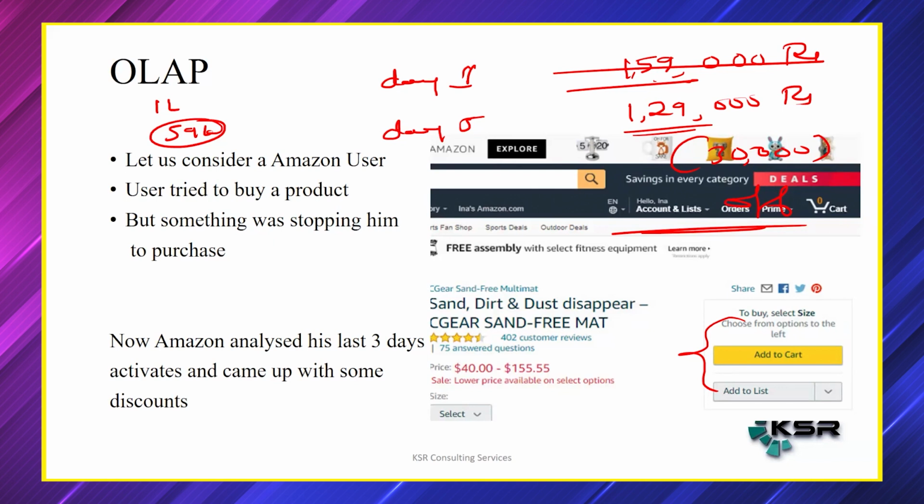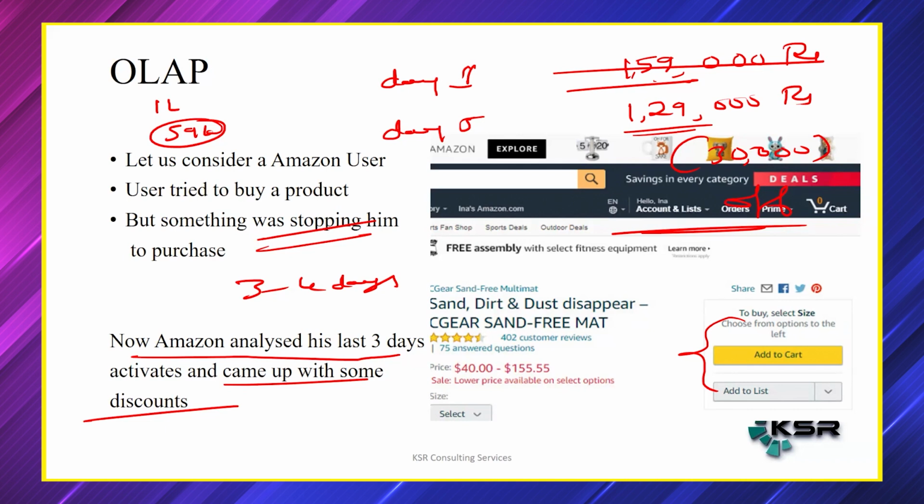Now, this type of transaction is not happening immediately. Amazon analyzes activities for 3 to 4 days, and then they come up with some discounts. I wanted to buy something, but something was stopping me. I kept on adding to the cart, removing from the cart, adding to the cart, removing from the cart. These people have analyzed my activities. It doesn't happen in 1 minute. In 1 minute, you can never judge a person.